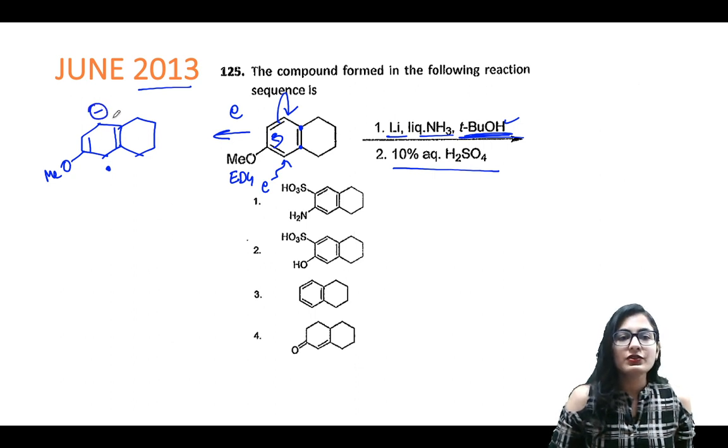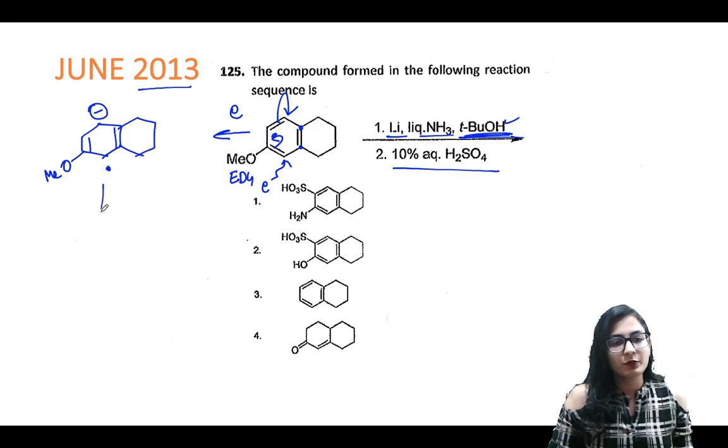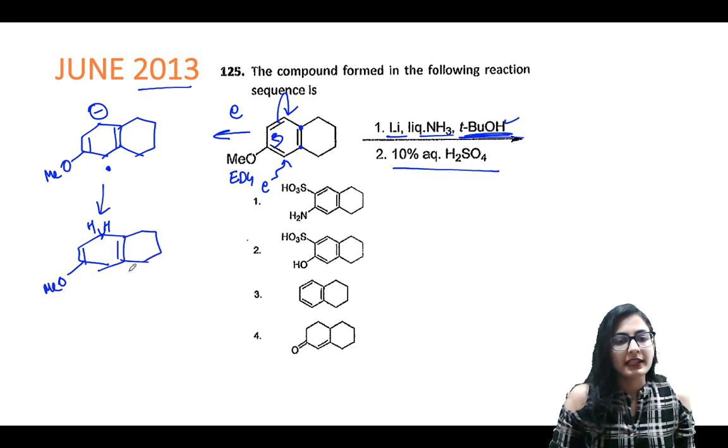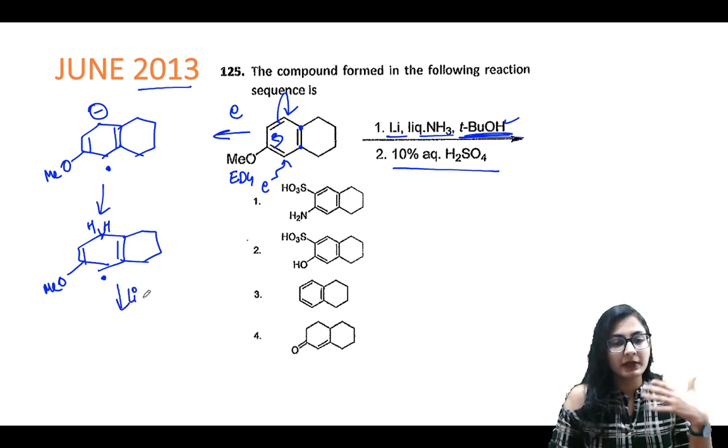Okay, and now it's going to take up a proton from the butanol which is present, and one more electron will be transferred by ammonia. Let's say there are two hydrogens, reduction has already taken place, and this is a double bond, and this was a radical. So lithium is going to provide one more electron, it is going to become a negative charge.